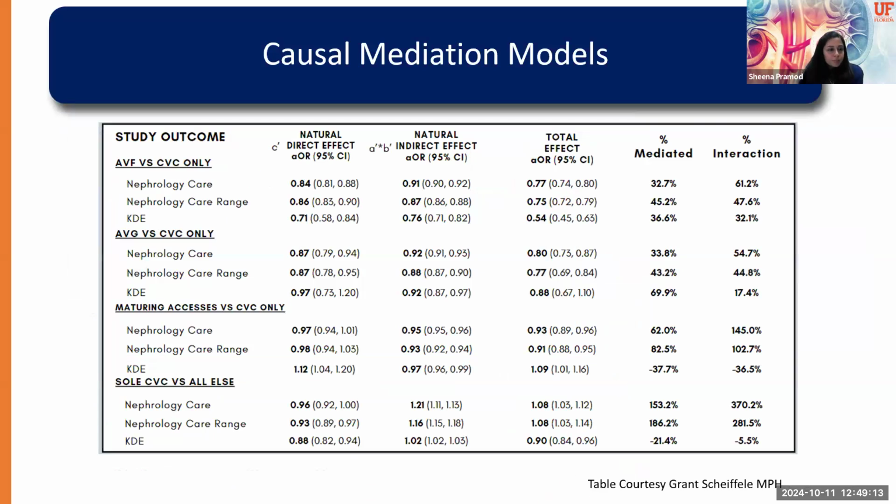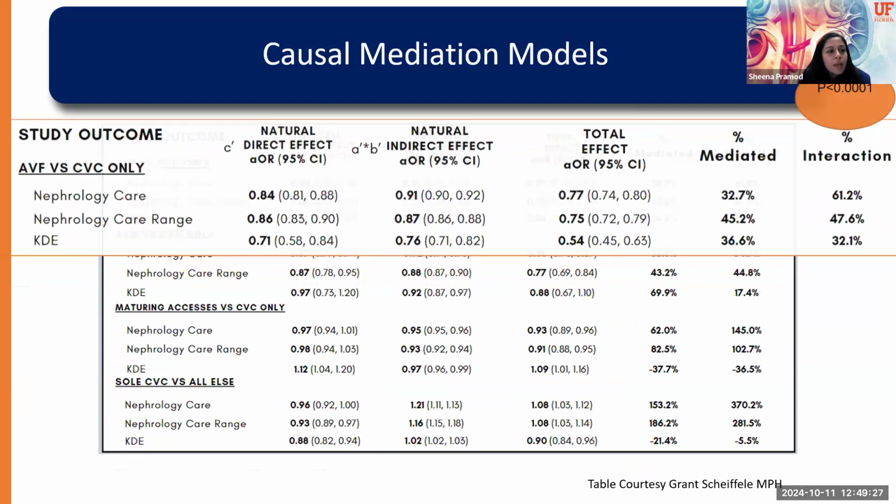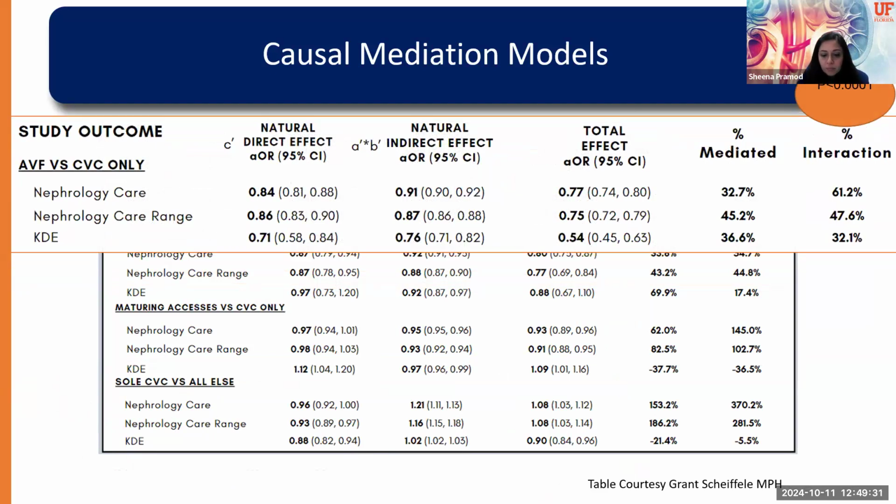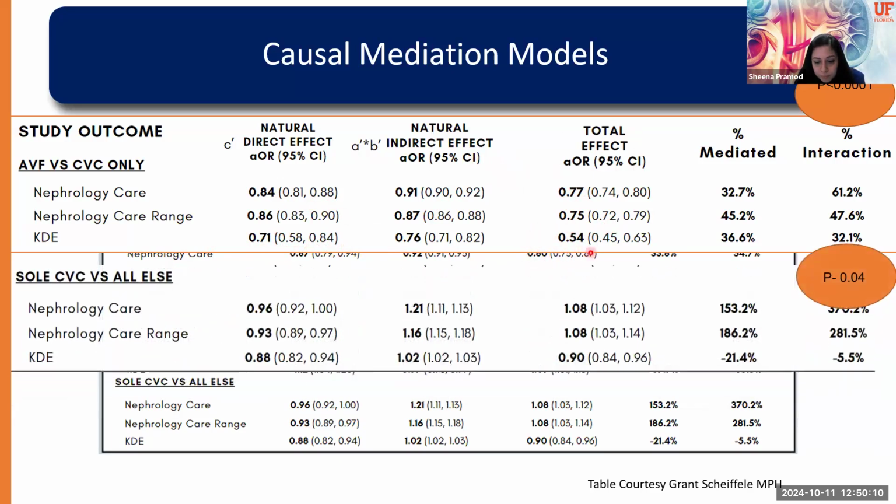So when you look at the causal mediation model, we look to see the outcomes in AVF with CVC alone, AVG with CVC, and then sole CVC with everything else. And we see that if there was no disparity, the natural effect, the Hispanics were 16% less likely to get an AV fistula. But because of this disparity, the total effect was a 23% less likelihood of receiving an AV fistula. Similarly, looking at KDE, if there's no disparity, Hispanics have a 29% less likelihood of getting an AV fistula, but due to the disparity with KDE, they have a 46% less likelihood of receiving an AV fistula.